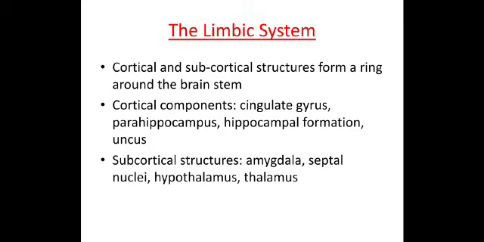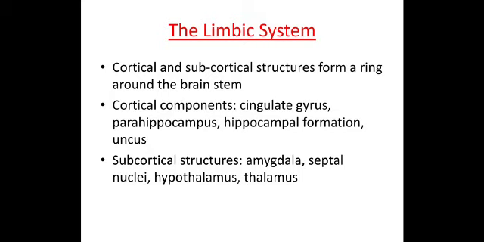The cortical components are mainly the cingulate gyrus, which lies around the corpus callosum, the parahippocampus, the hippocampal formation, which lies in the medial wall of the temporal lobe, and finally the uncus. Then we have the subcortical structures like the amygdala, which lies in front of the hippocampus, and the septum, which lies in the midline anterior to the hypothalamus.